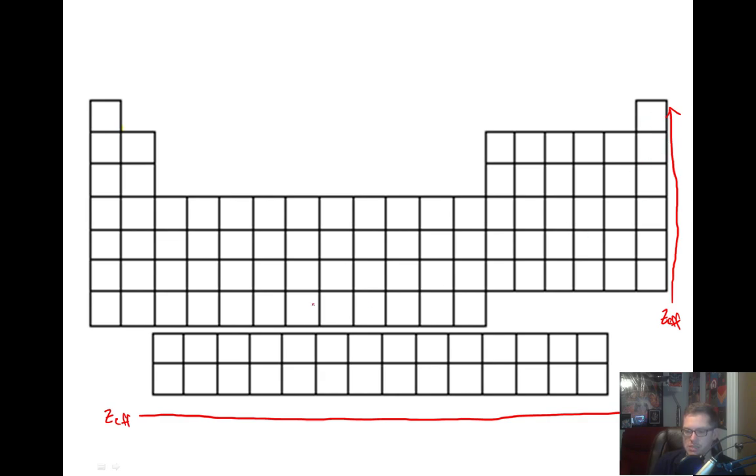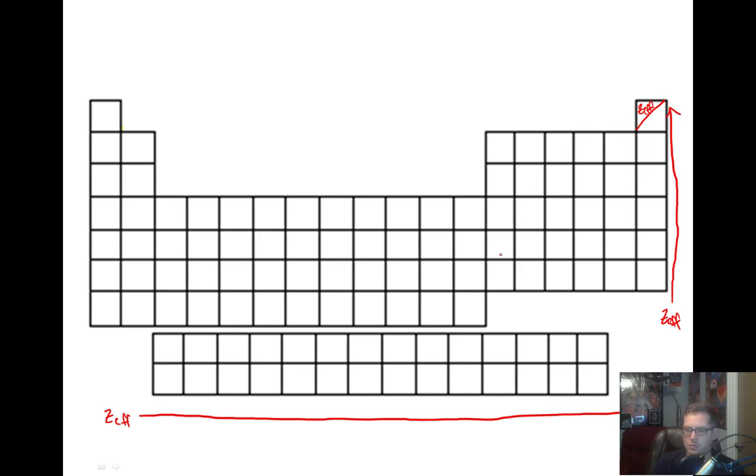Based on this, we can predict which element should have the highest effective nuclear charge and which element should have the lowest. The highest would be the one all the way to the right and all the way up. So that would be this guy here, which is helium. Now I want you to draw a line right there, and then we're going to write in Z effective right there to represent the fact that it's helium. Helium has the highest Z effective of all the elements.